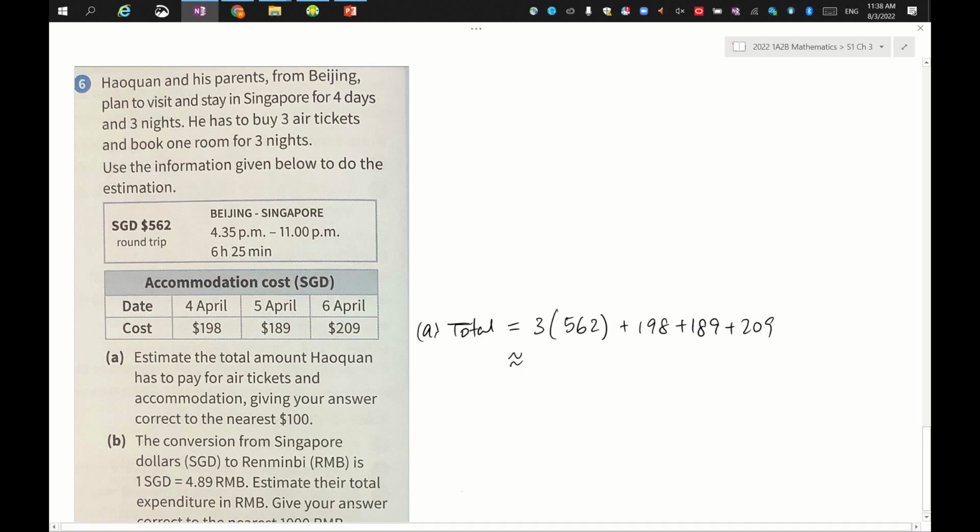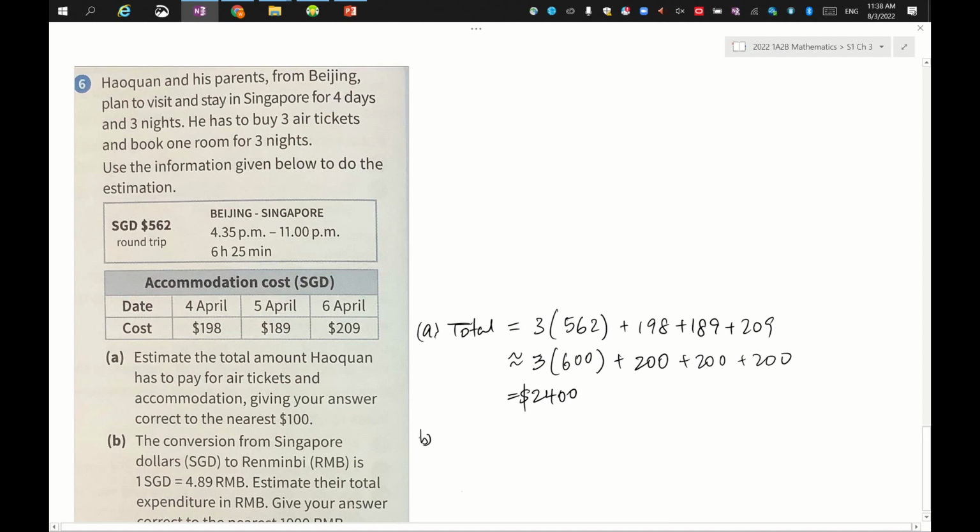Okay, let's estimate. You know what? I don't want to multiply by 562. Let me just estimate it to be 600. I don't want to work with 198. Oh, they are all about 200. So this is my estimation. And I get 1800, 2000, 2400. So this to me is to the nearest 100 already.